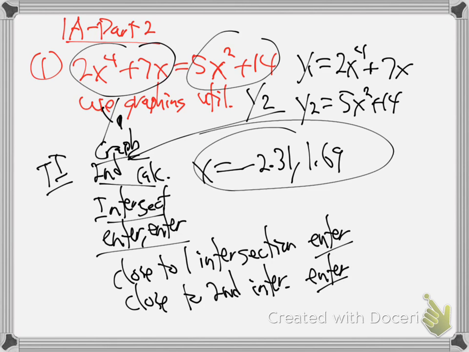X equals. Can you get those? Are you getting those? Negative 2.31 and positive 1.69. So we get those two X values from the calculator. Is that working out? Two intersections.